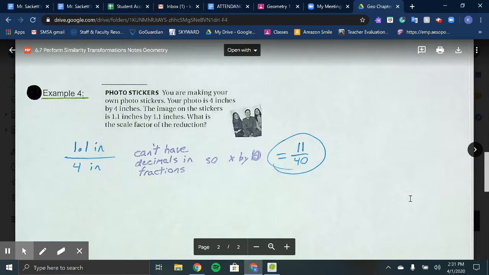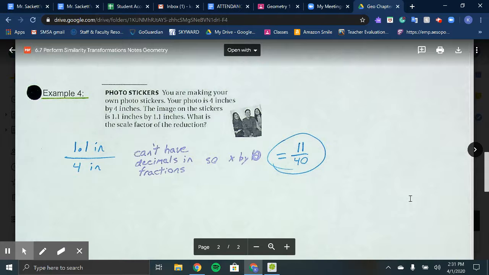Then the last part for dilations is the story problem related to photo stickers. So it says we are making our own photo stickers. The photo is 4 inches by 4 inches. The image on the sticker is 1.1 by 1.1. What is the scale factor of the reduction?